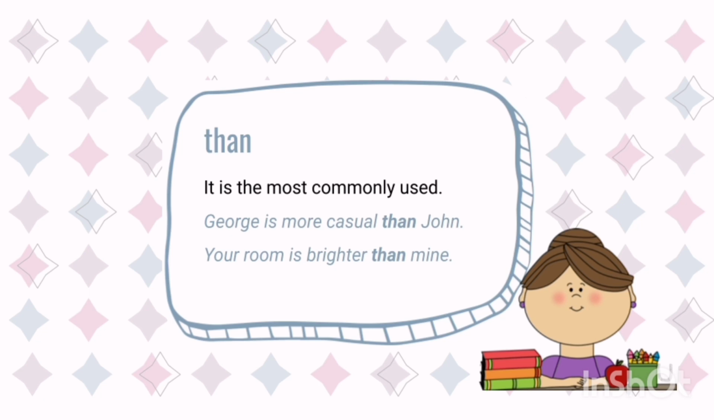Now that we know how words function, let's make comparisons. The simplest type uses than. So for example, George is more casual than John.